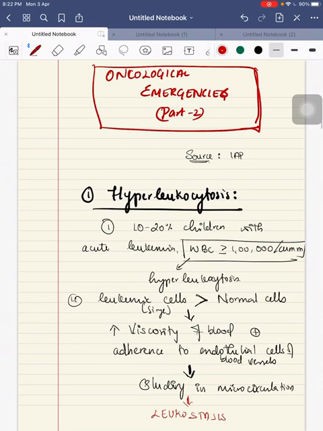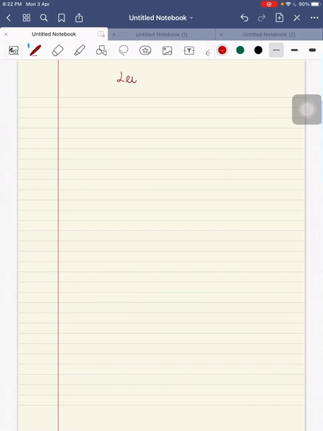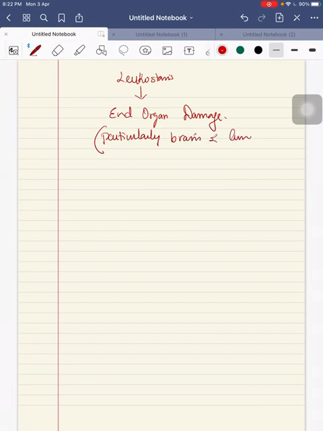This leads to leukostasis. So this leukostasis finally causes end organ damage. This end organ damage is particularly present in the brain and lung. So this is the consequence of hyperleukocytosis.